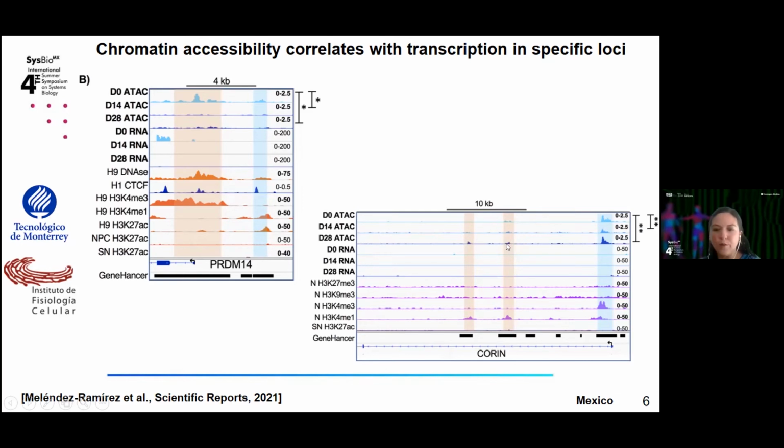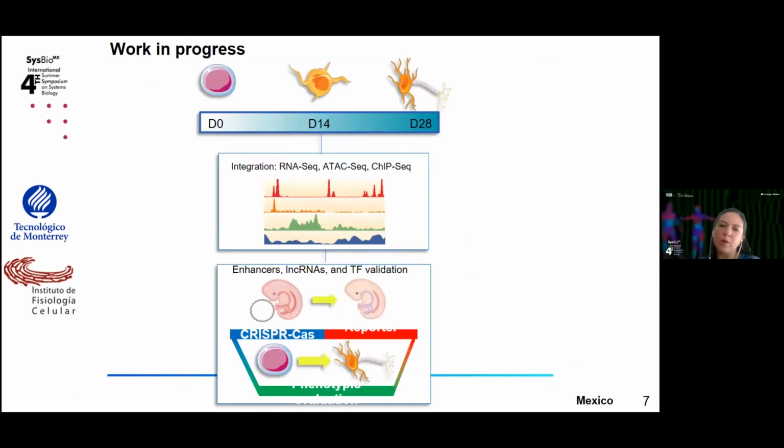We are right now performing histone marks for these day 28 specific examples, so we can know exactly which ones are active enhancers. Okay, so our working model right now is we are integrating these data sets, RNA-seq and ATAC, and we are adding ChIP sequencing of 2 histone marks to know exactly which ones are the enhancers that are active. Then we are working also on mutating these enhancer regions with a CRISPR-Cas9 model and in utero electroporation.